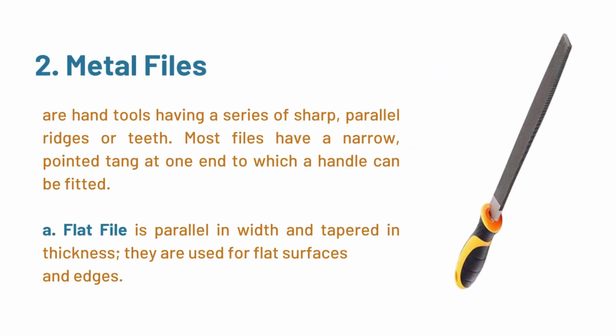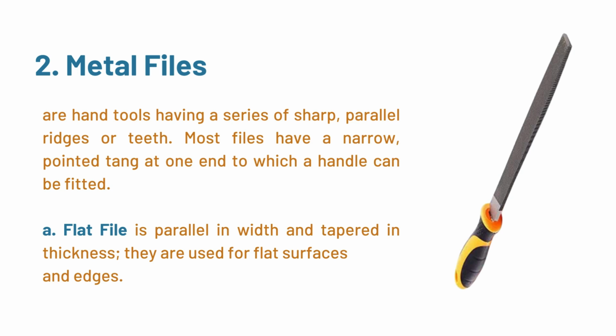And the next one is metal files. Metal files are hand tools having a series of sharp, parallel ridges or teeth. Most files have a narrow, pointed tang at one end to which a handle can be fitted. There are types of metal files.